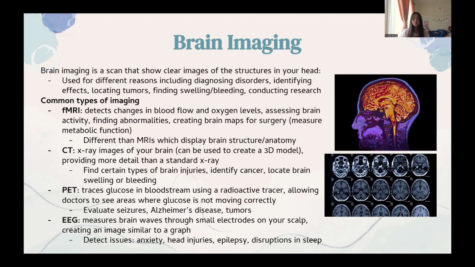So CT scans, or computerized tomography, are like X-ray images of your brain, and they can be used to create a 3D model if necessary. And they provide more detail than a standard X-ray of your head might. They find certain types of brain injuries, they can identify cancer, and they can also locate certain swelling or bleeding within your brain.